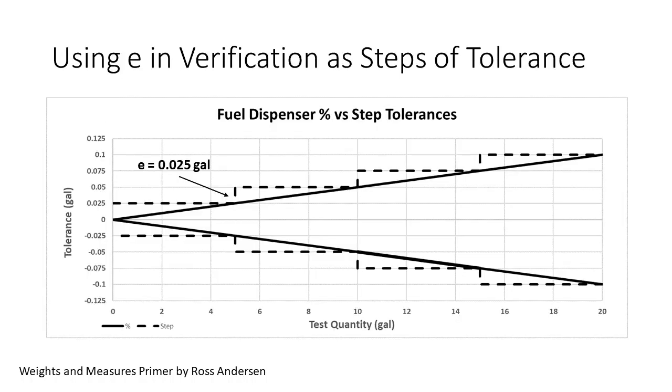We alternatively can view E as the size of the tolerance step, an exact value. Here the step is 1 E or 0.025 gallon per 5 gallons. But what about the resolution of the error? For the dispenser at 5 gallons, getting to 1/5 of the maintenance tolerance requires resolution no larger than 0.005 gallon or 1 cubic inch. What about weighing instruments?